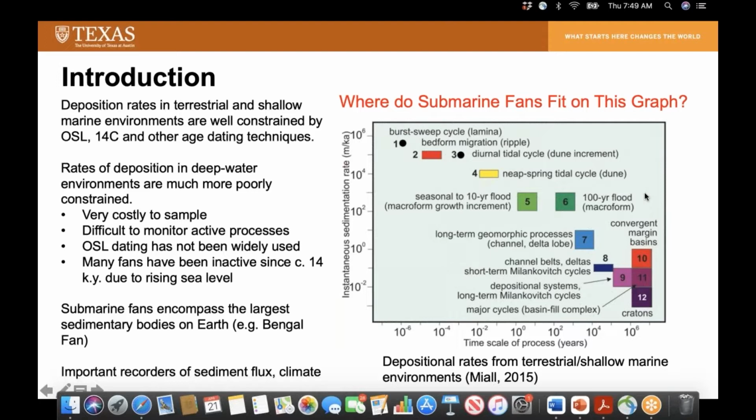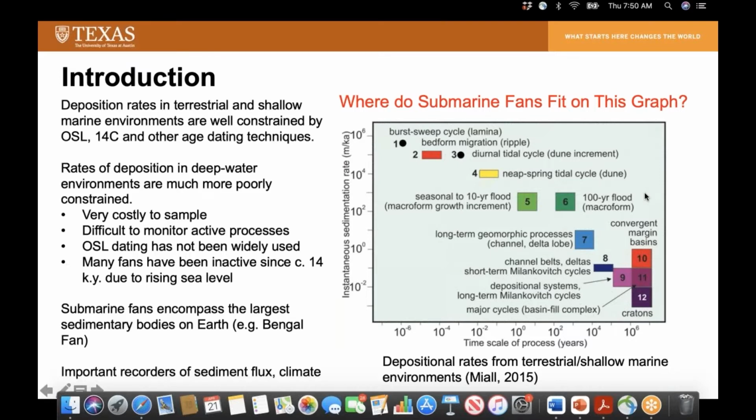So the question I'd like to pose in this talk is, where do submarine fans fit on this graph? To date, rates of deposition in deep water have been much more poorly constrained than in shallow water settings. Part of this is just the great cost of sampling deep water systems. We saw some great talks about monitoring active processes in fans, but that's very new technology, just being published recently by groups like Peters. And interestingly enough, optically stimulated luminescence dating, OSL, has not been widely used in deep water.